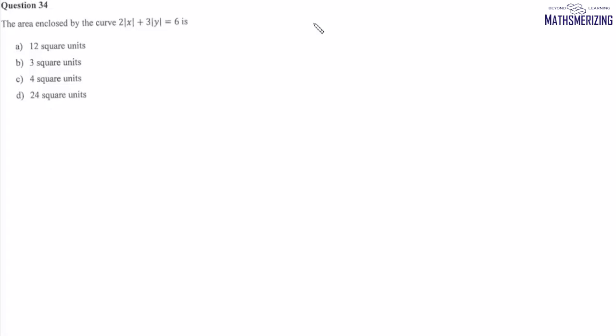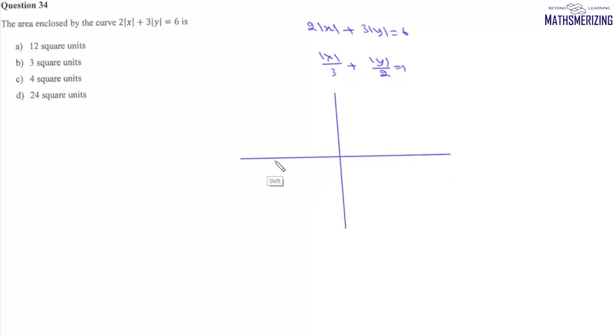Now question 34 is, we need to find the area enclosed by the curve 2 mod x plus 3 mod y, and this is equal to 6. So we can write this as mod x upon 3 plus mod y upon 2 equals to 1. So this equation or this curve is actually a quadrilateral, and we can draw it like this.